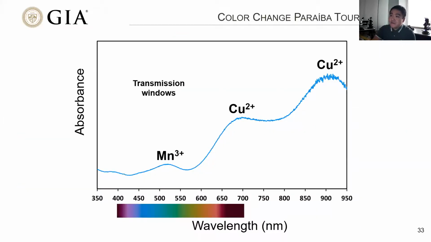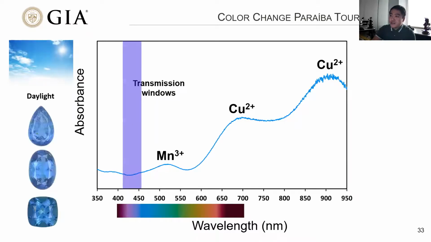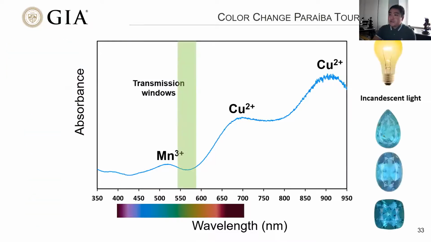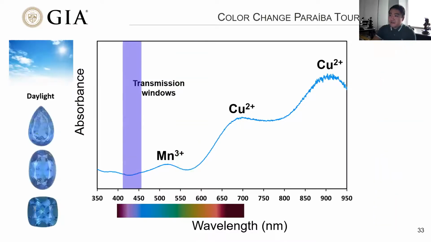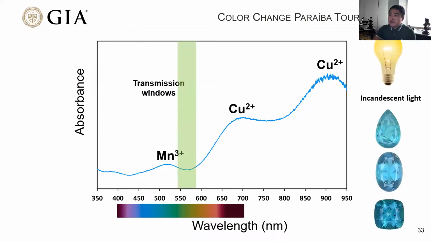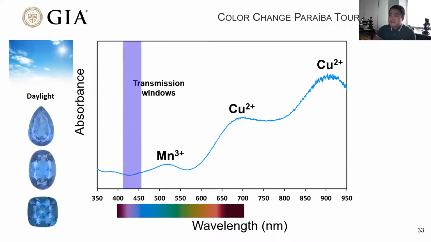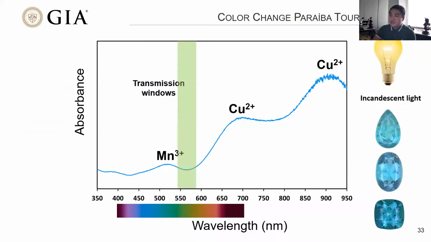There is also a very rare type of reverse color change Paraiba tourmaline. When the concentration ratio of copper 2+ and manganese 3+ is within a certain range, the color change phenomenon can be observed. The stone usually exhibits a blue to violet color in daylight and a blue-green color in incandescent light. Let's look at the color change phenomenon.